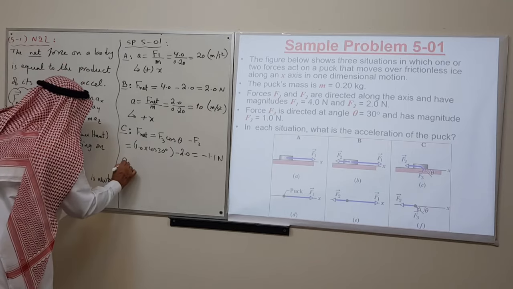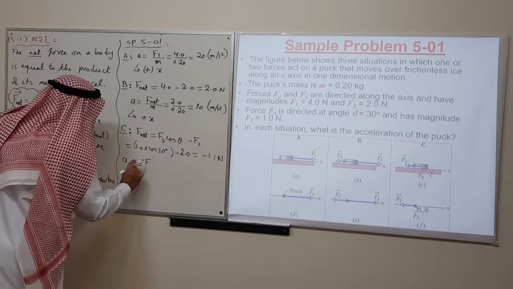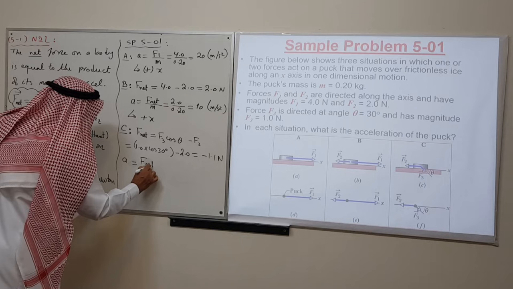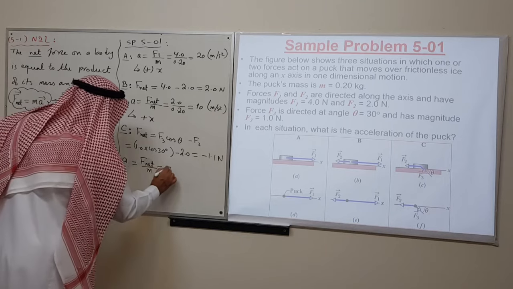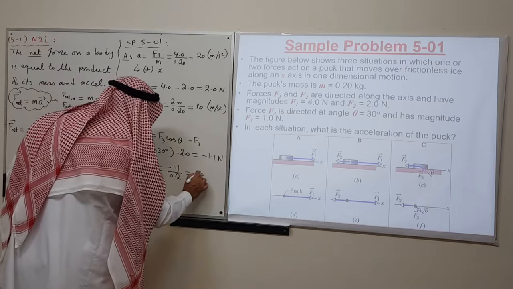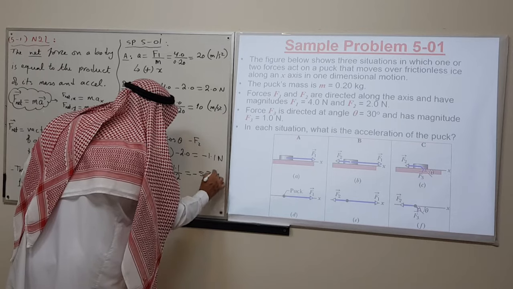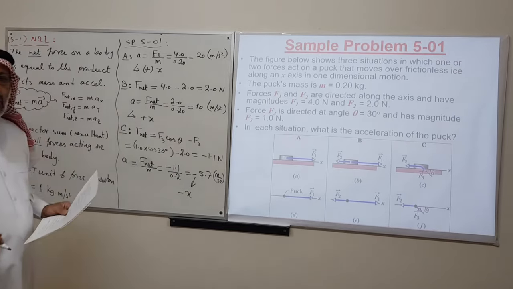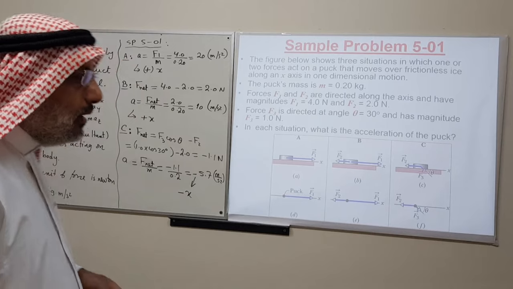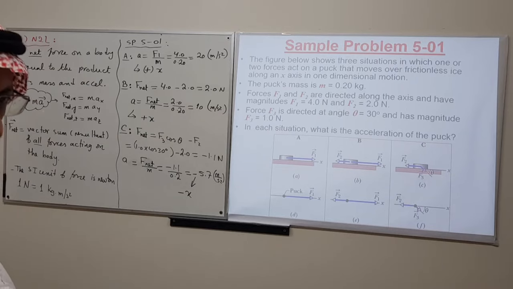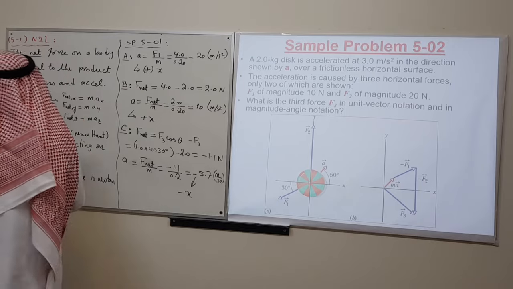So A net is equal to F net divided by M, which is minus 1.1 divided by 0.2, and that would be minus 5.7 meters per second squared, and that means that it is now accelerating in the negative x direction. Okay, so there we have a simple problem involving the application of Newton's second law. We will next look at this sample problem from the textbook.